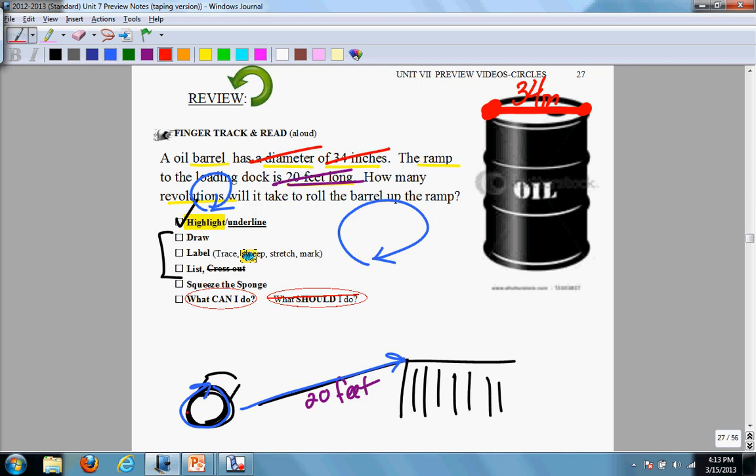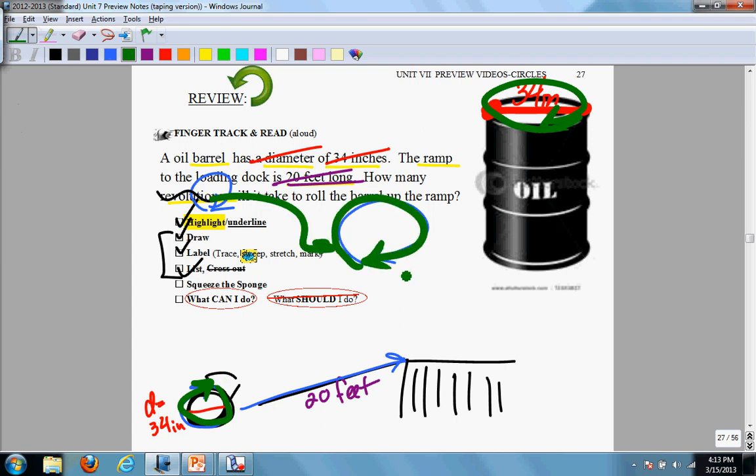Let's bring that 34 right here. Diameter equals 34 inches. So how many rolls or revolutions will it take? We draw, label, list, and cross stuff out. The first thing you need to get in your head is that revolutions, around this way, revolutions that way, revolutions is code for circumference. Revolution and circumference means to go around the circle.